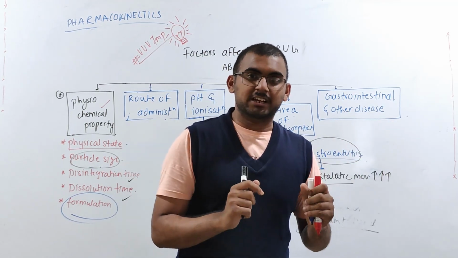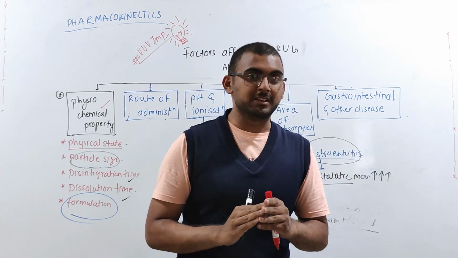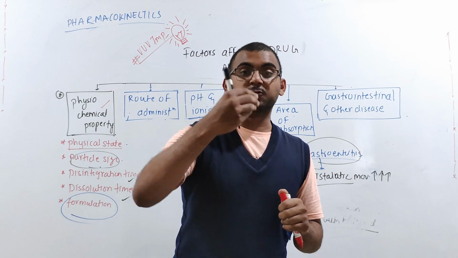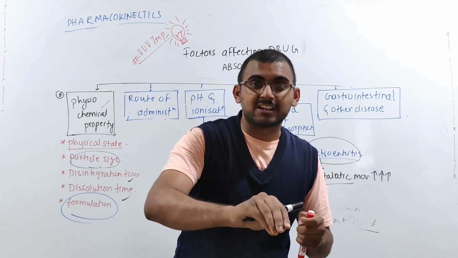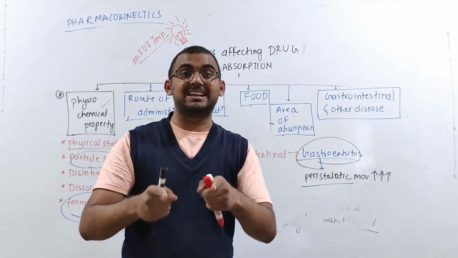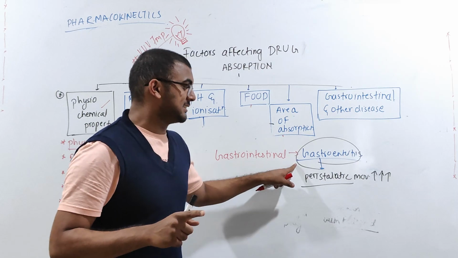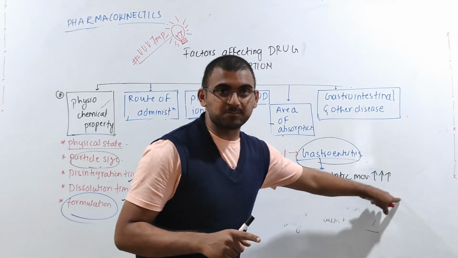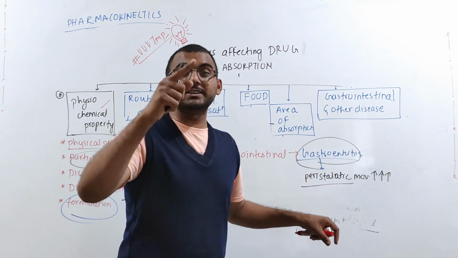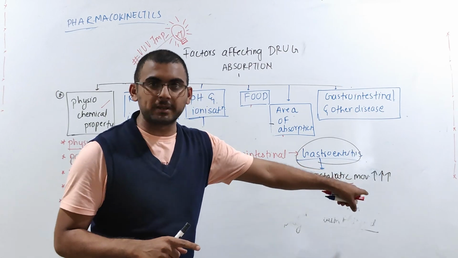Now try to understand, if peristalsis is faster, what will happen? The amount of time the food is going to be in contact with the large intestine and small intestine is going to be reduced. Are you understanding? So what is happening in gastroenteritis? In this, the peristaltic movement which is there is going to be increased.